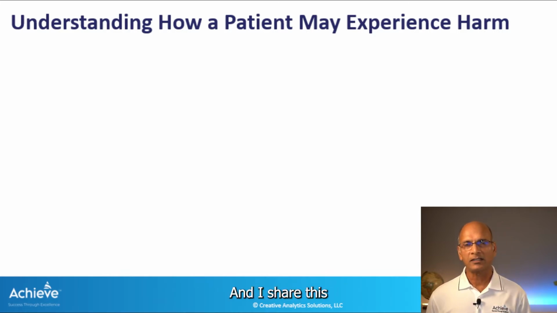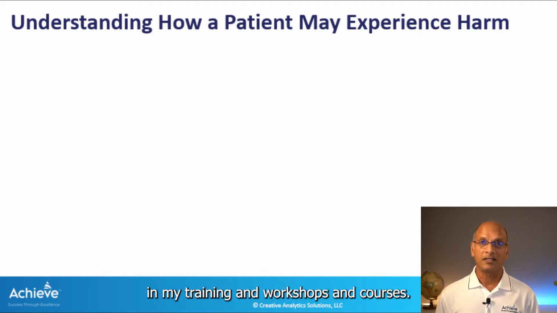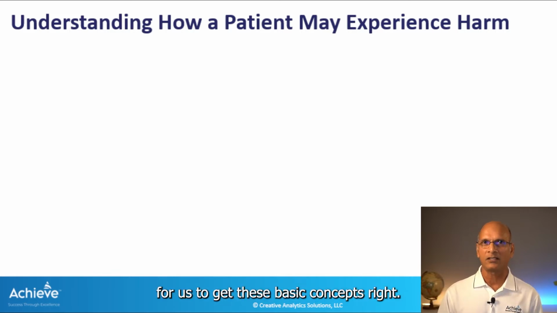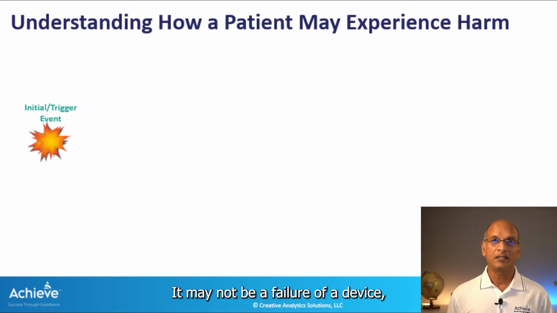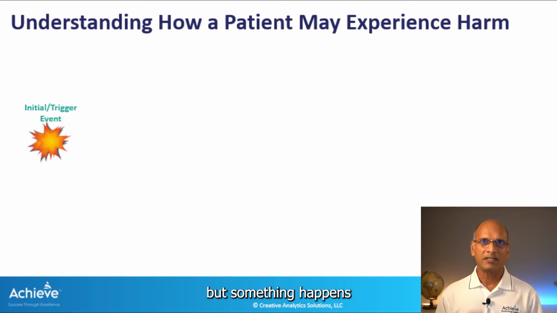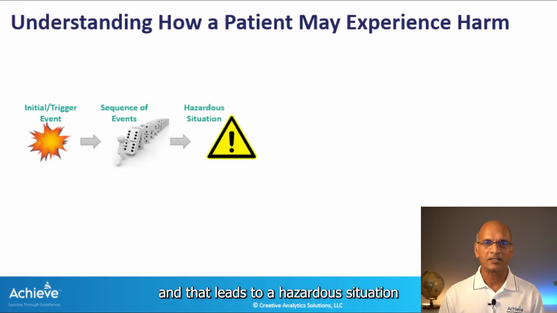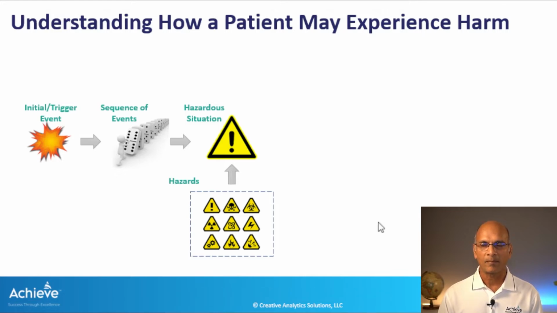I share this just to create context and perspective. And I share this process in my training, workshops and courses. It's very important for us to get these basic concepts right. Let's understand how a patient may experience harm. Usually, there is an initial event. It may not be a failure of a device, but something happens to start the whole chain of events. That leads to a sequence of events, and that leads to a hazardous situation where the patient or the user is exposed to one or more hazards.